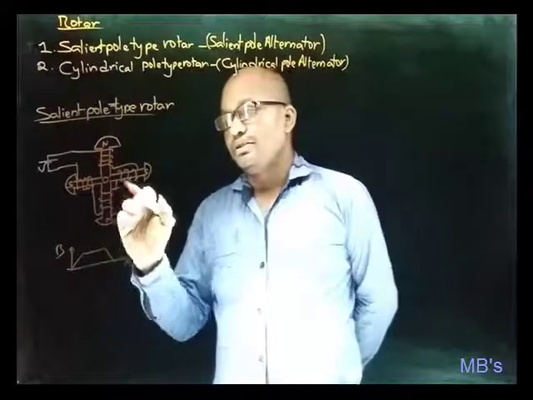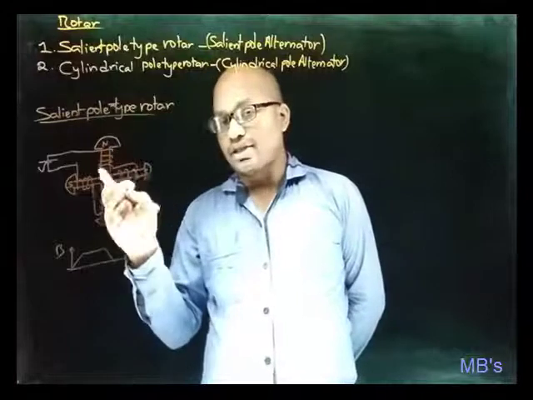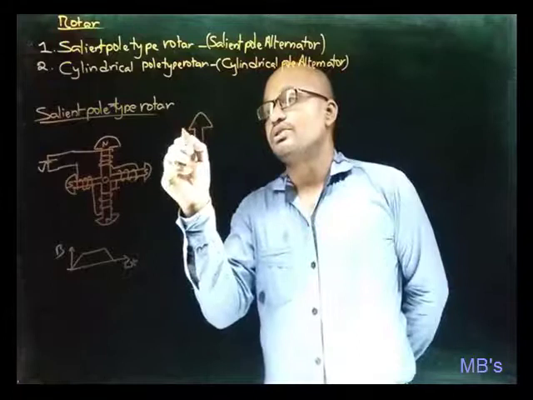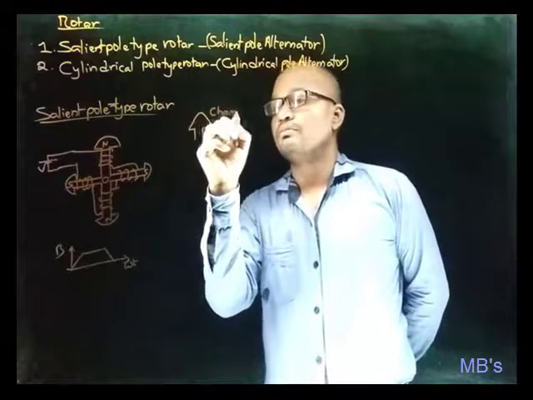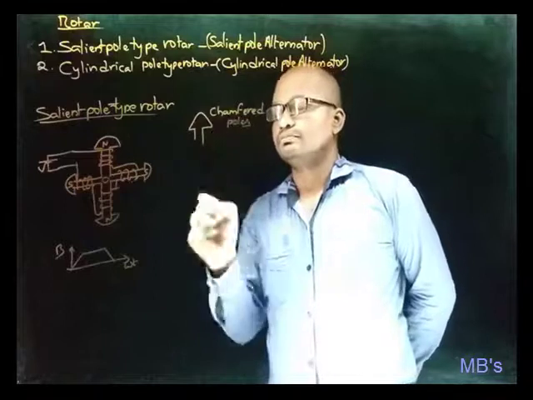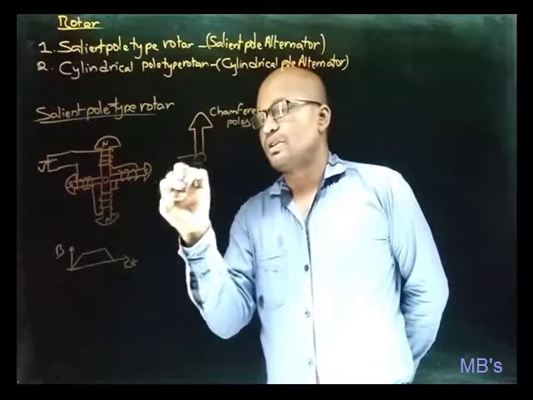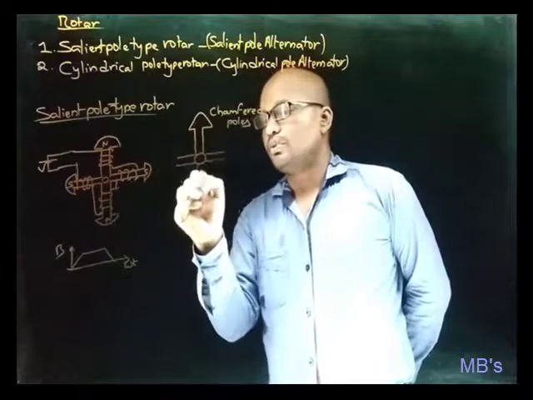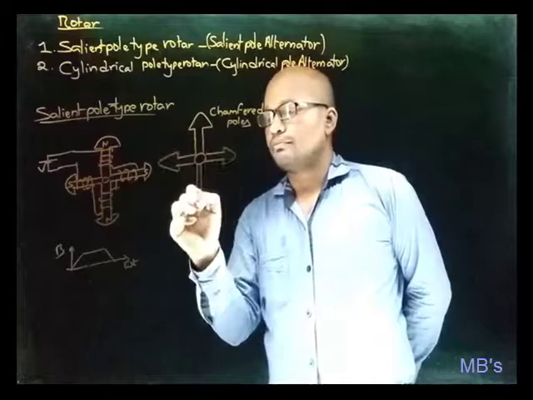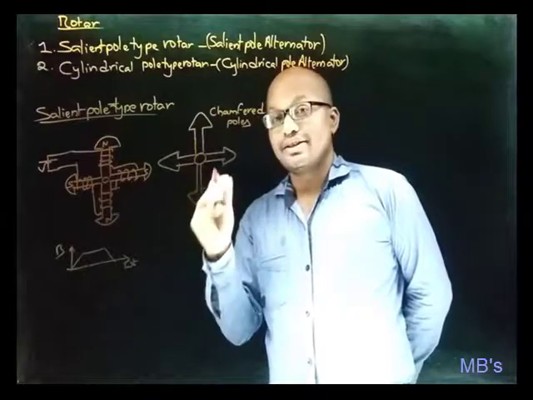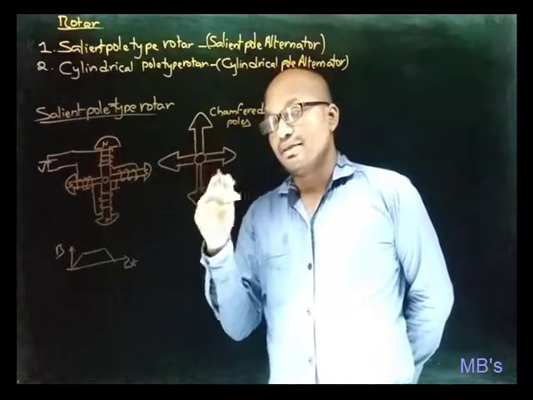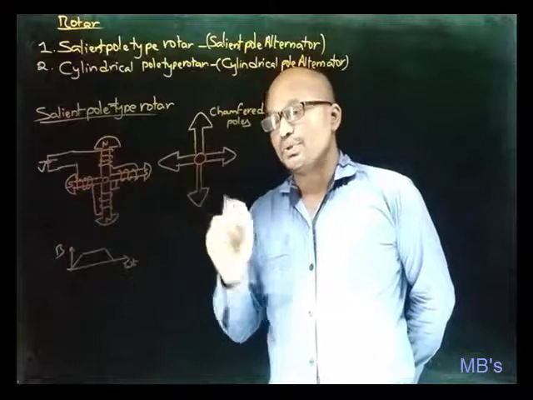For that, a little modification is done in this construction, that is using chamfered poles. With these chamfered poles, the salient pole type of rotor looks like this. So now let's analyze how these chamfered poles of rotor construction make the flux distribution in the air gap sinusoidal.